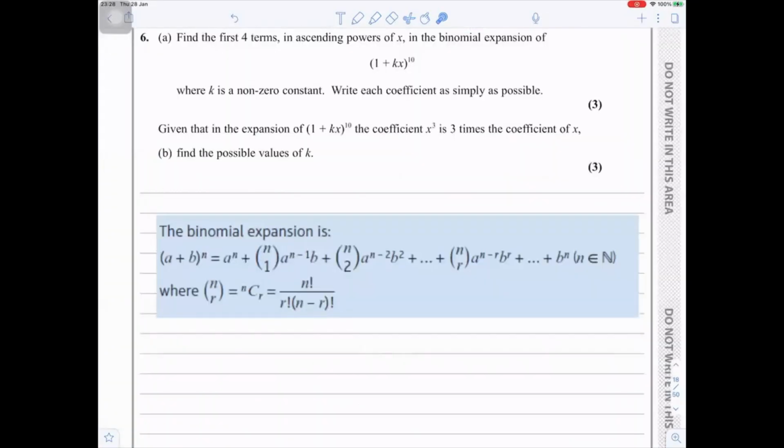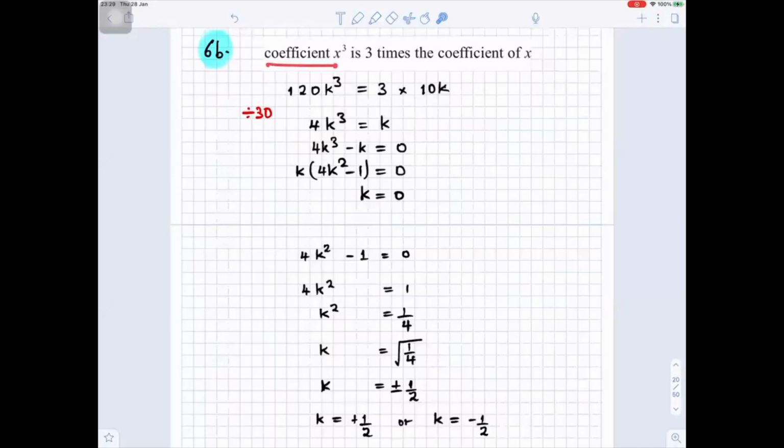Given that in the expansion of (1 plus kx) to the power 10, the coefficient of x cubed is 3 times the coefficient of x, find the possible values of k. So the coefficient of x cubed, which is 120k cubed, is 3 times the coefficient of x, which is 10k. So you divide by 30. 120 divided by 30 gives you 4. 3 times 10 is 30, divided by 30 gives you 1.